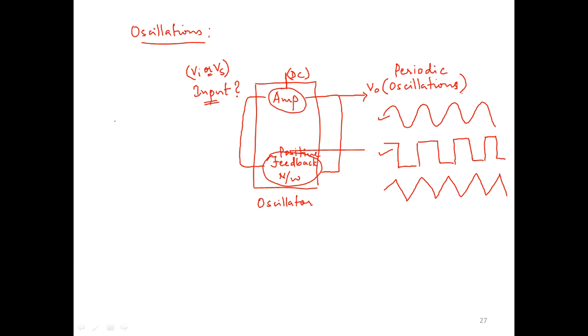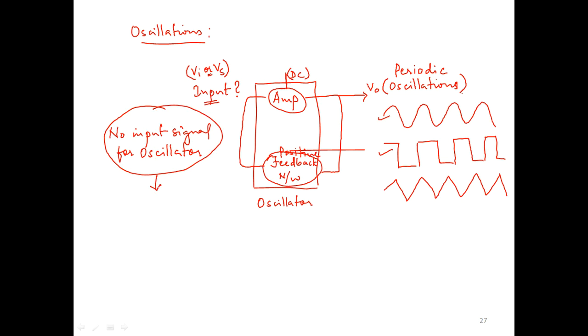So this is a bit strange. I just write: no input signal for an oscillator. Well, this particular statement is quite strange but true. Now, how do we justify that without any input signal we get output, and that too a perfect periodic oscillatory output? Let us try to understand this.